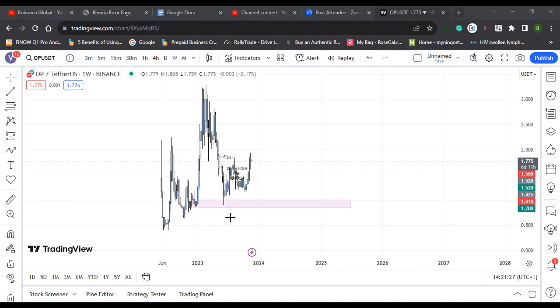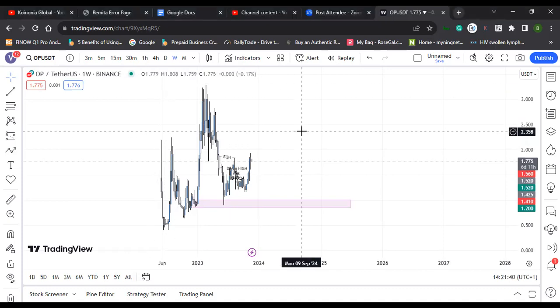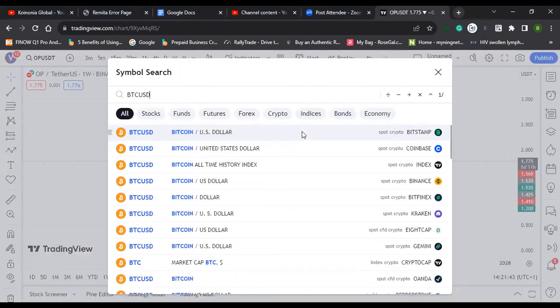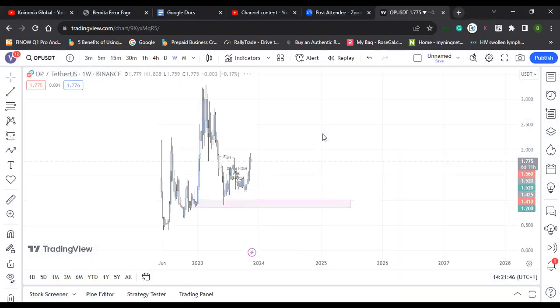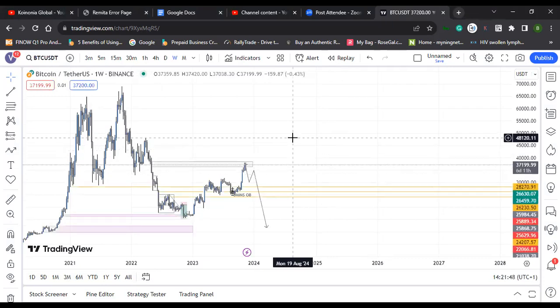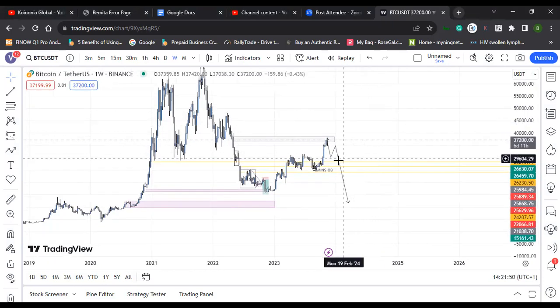Okay, so all of you people like gossip. Now this is how I analyze crypto. I first start with my bias. Who is the father of crypto? Bitcoin, obviously. So let's start with Bitcoin. Now this has been my bias so far.